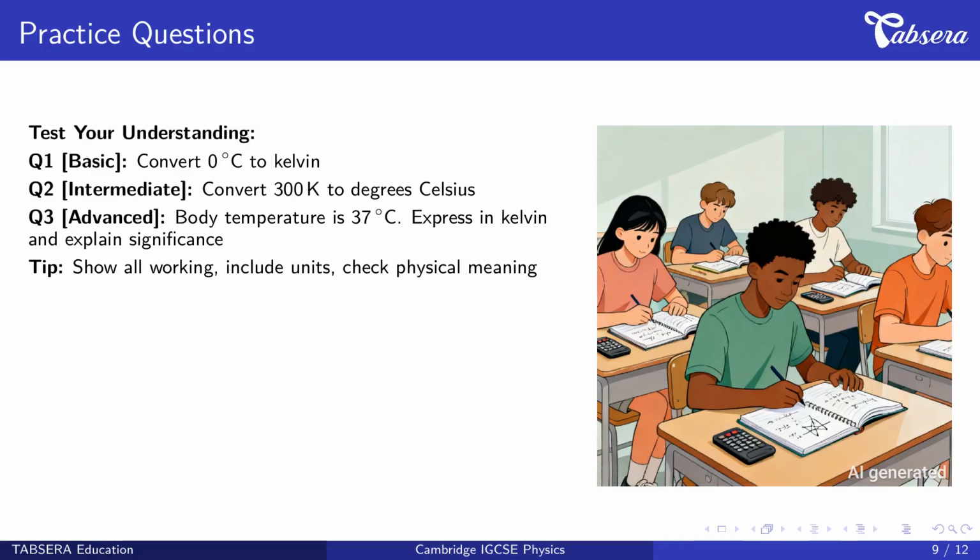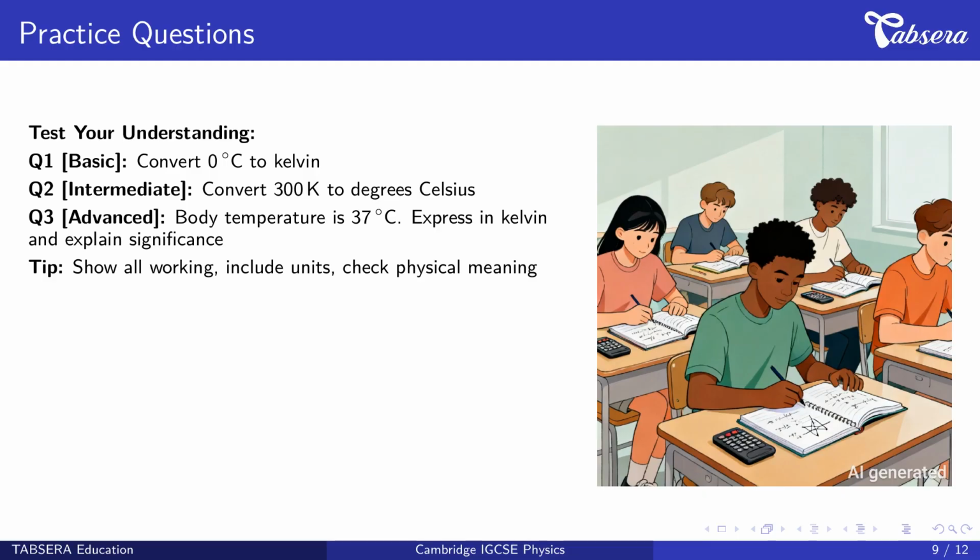Now practice what you've learned with these 3 questions. Question 1 is basic level. It asks, convert 0 degrees Celsius to Kelvin. This tests your understanding of the fundamental conversion at the freezing point of water. Question 2 is intermediate. It states, convert 300 Kelvin to degrees Celsius. This requires you to rearrange the equation and work backwards from Kelvin to Celsius.